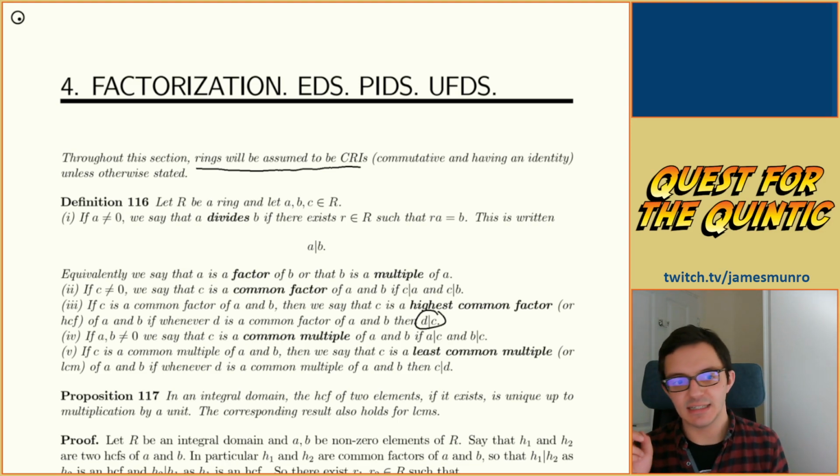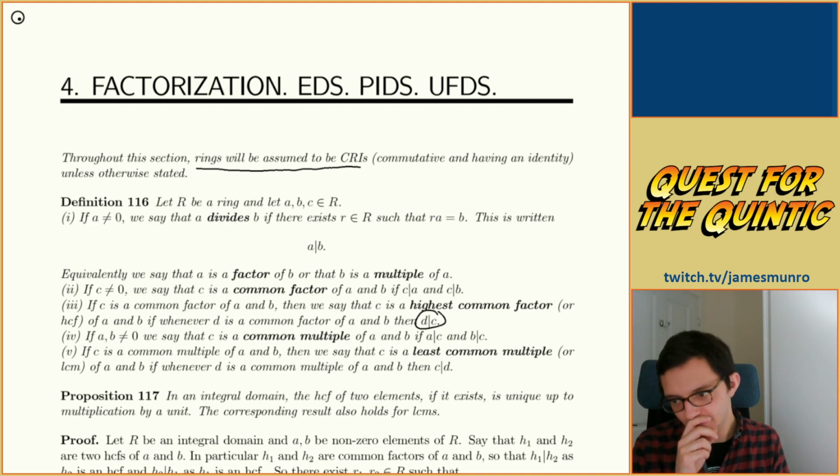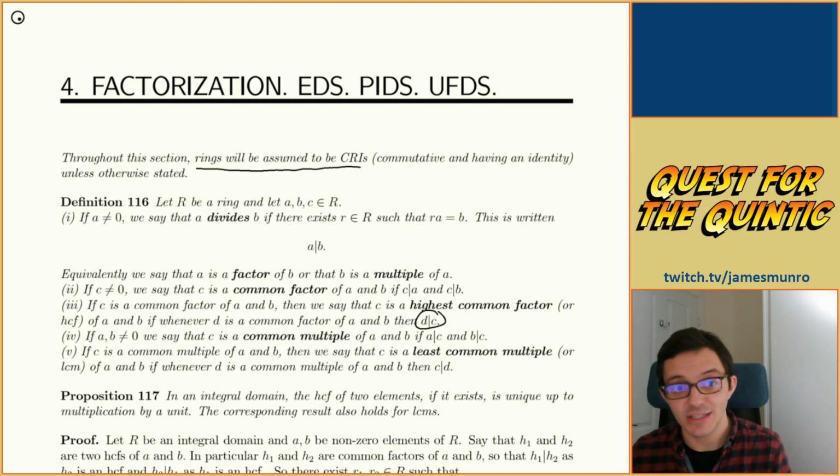You might be expecting there D less than or equal to C. But actually D divides C. Just a bit more general, a bit better. Okay, if A and B are non-zero, we say that C is a common multiple if A divides C and B divides C, fine. Least common multiple, good, okay.